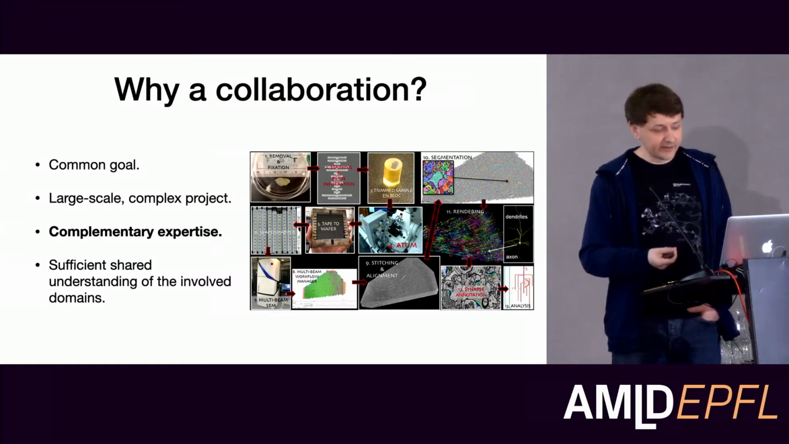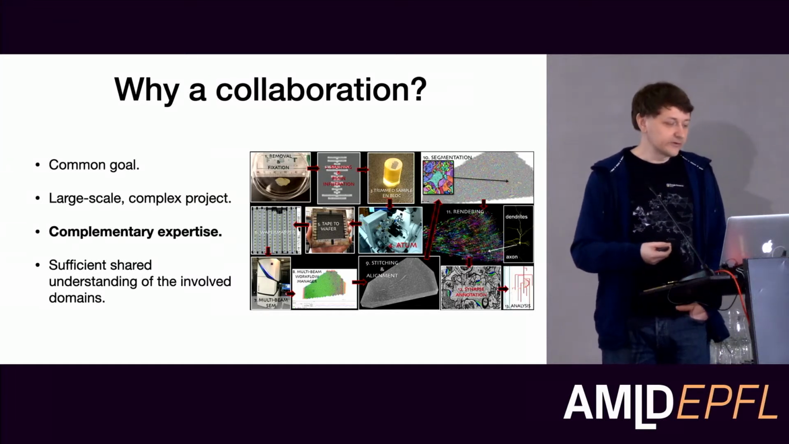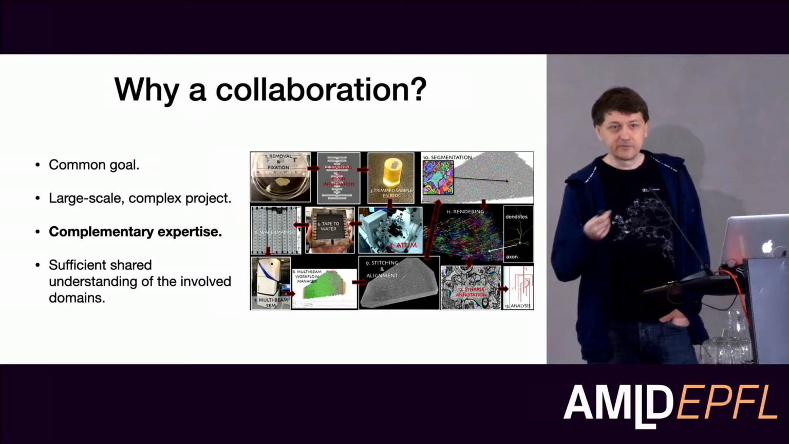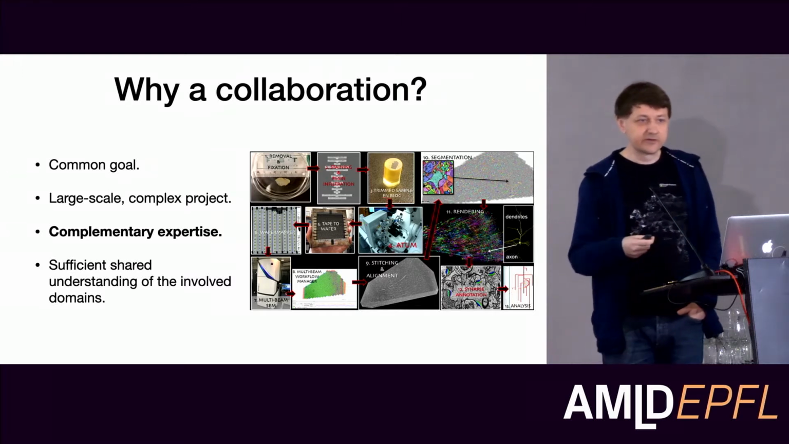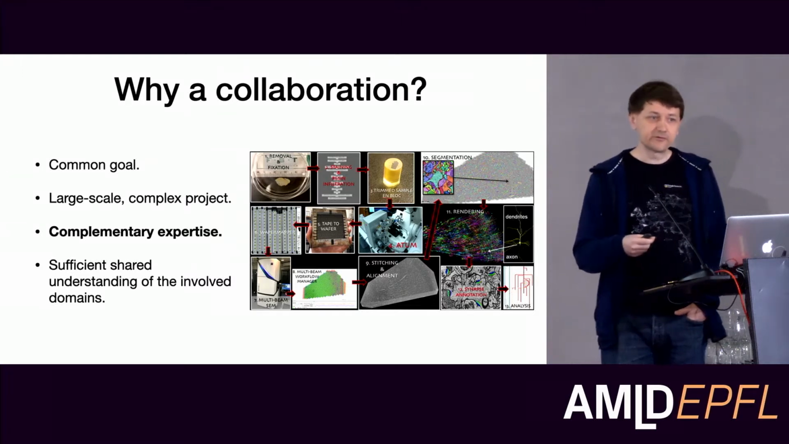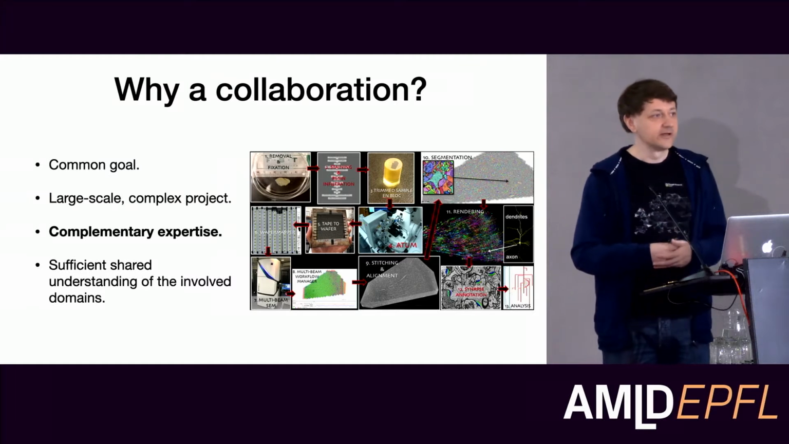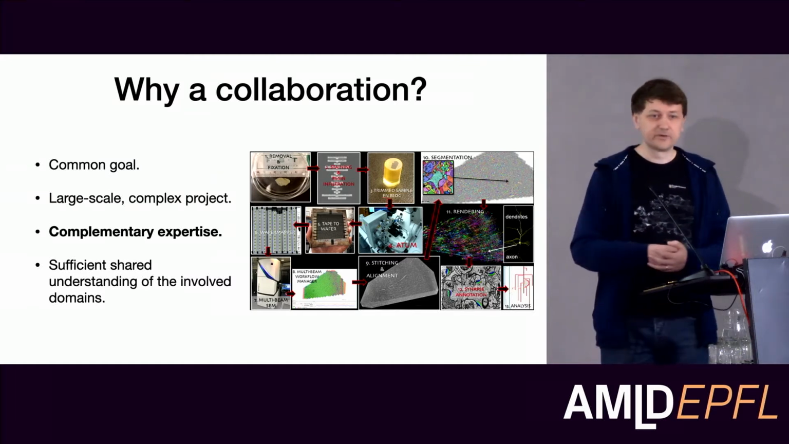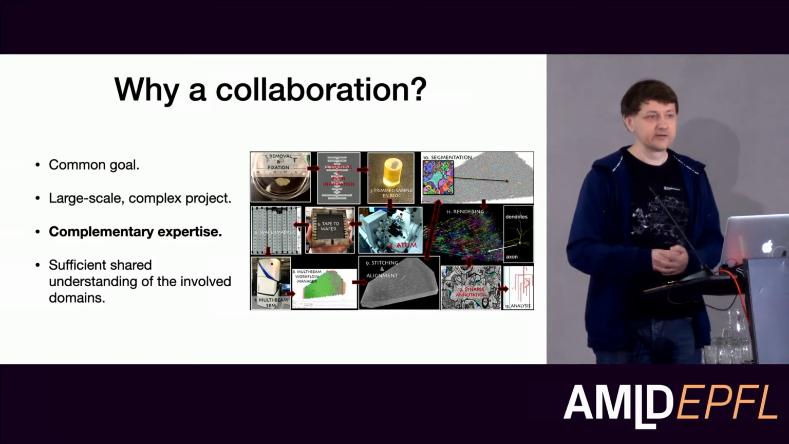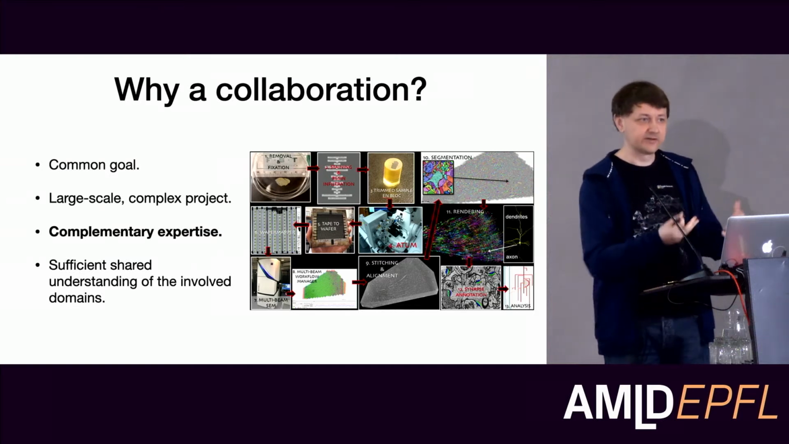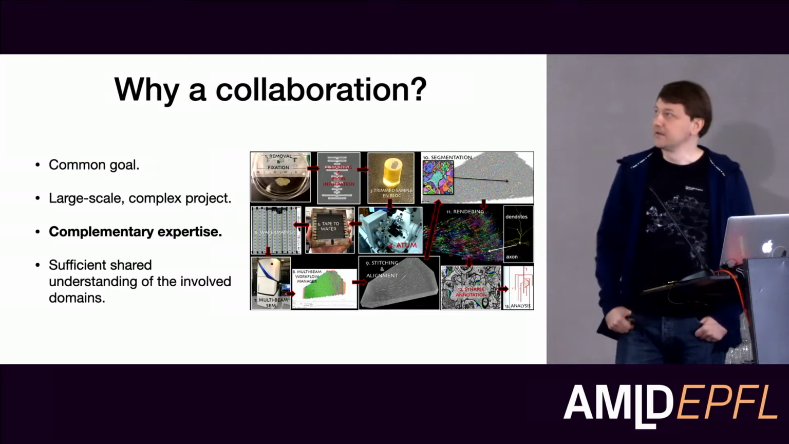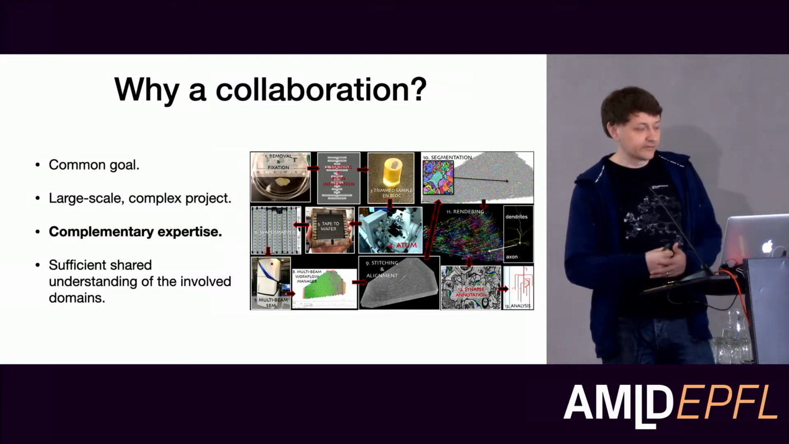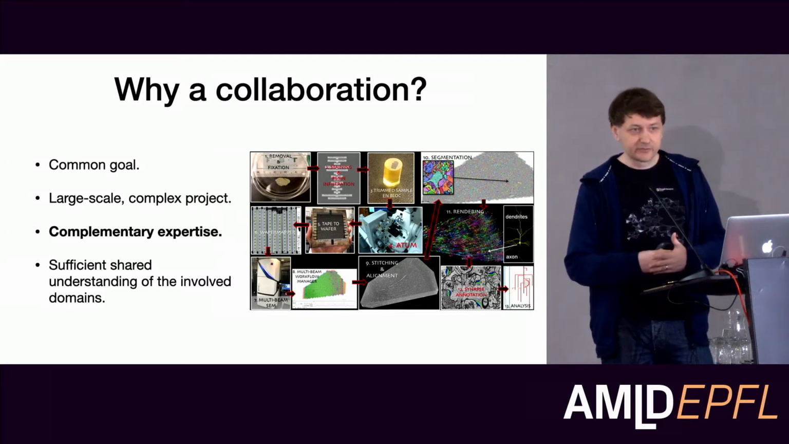And third and fourth, which are also important points, there has to be complementary expertise between the collaborators. So in our case, usually what works best is that we are the data processing side, and our collaborators are the people who are experts in biology and in the physical data preparation, taking the samples. There has to be also some shared understanding between all those groups.